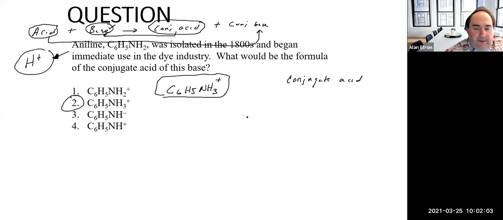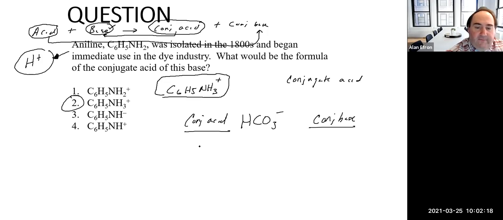Why don't you try one more here? Let's say we had HCO3 minus. Write the conjugate acid for it, and also write the conjugate base for it. Take a moment and come up with the formula for both of those here.